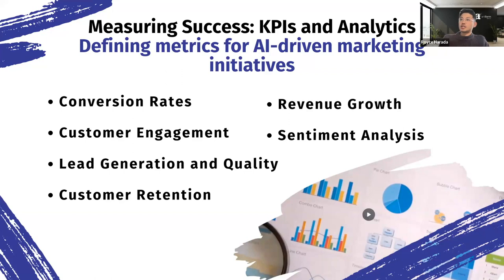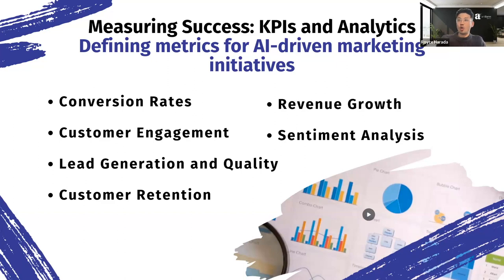So a few of these KPIs could include, obviously, conversion rates. For example, you can track the increase or decrease of conversion rates from campaigns that use AI for personalization and targeting. We have customer engagement, once again, nothing new, but you can measure engagement metrics such as the time spent on the site, pages visited, and interactions with chatbots or virtual assistants, and just how well people perceive that. You can do a survey, for example.